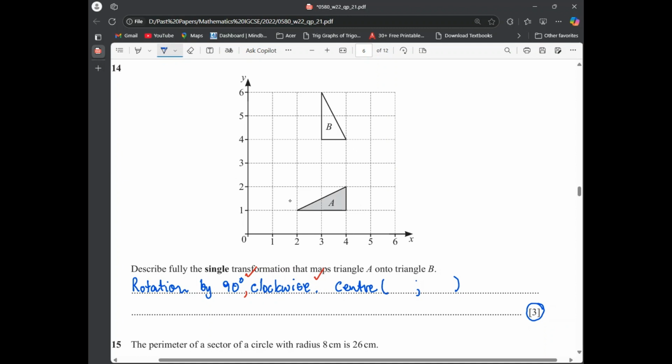Looking at A and B, a very nice and quick way to do this is I would join corresponding points. So that bottom sharp point there is the same as that point there. So take your pencil and just tap lightly, and you use your ruler as well. Tap lightly and join those, and then that point will definitely be that point.